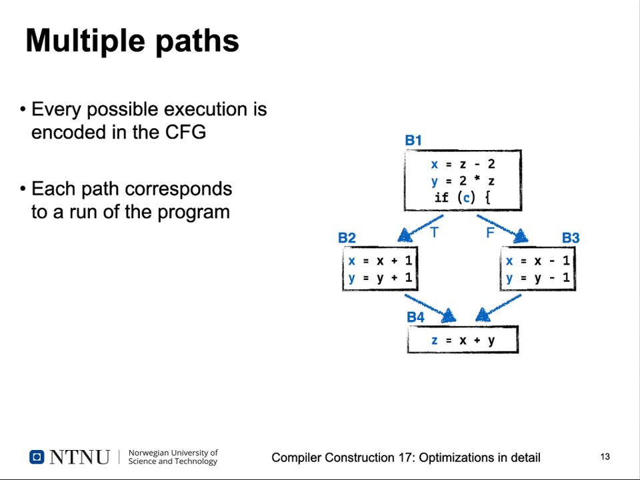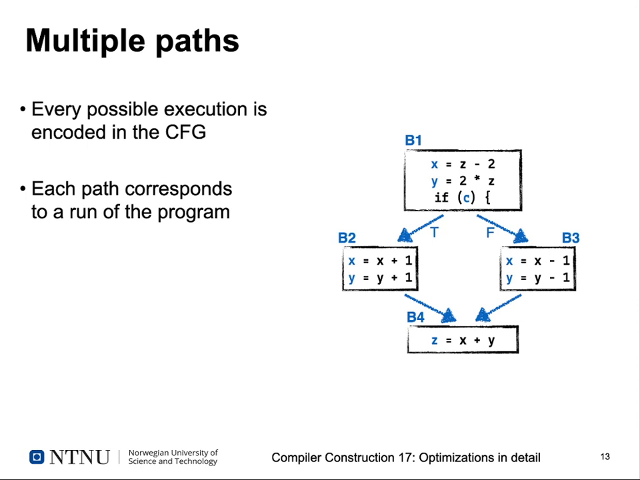We now see that every possible execution of our program is actually encoded in the control flow graph. No matter what the condition C is, either we take the left control flow and end up at the last instruction, or we take the one on the right-hand side and end at the same instruction again. There is no other control flow that can be executed here. Every possible way of execution of this program is encoded here, and each of the paths corresponds to a run of the program, in this case corresponding to the current value of C that was active at this point in time when we actually executed the program.